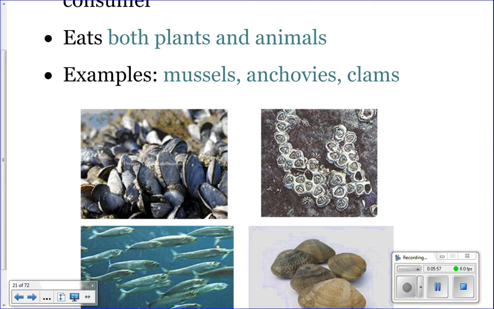So these mussels right here in the top left, when it's high tide, the water comes up and covers these mussels. They open their shells and stick their feeding apparatus out, and they will feed on both phytoplankton, which are plants, and the zooplankton that are in the water. If they're eating the phytoplankton, they'll be primary consumers, but if they're eating the zooplankton, they will be secondary consumers.